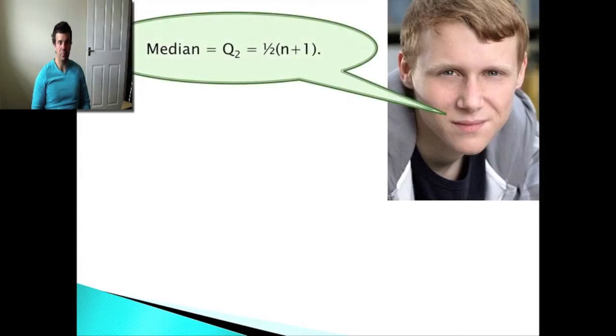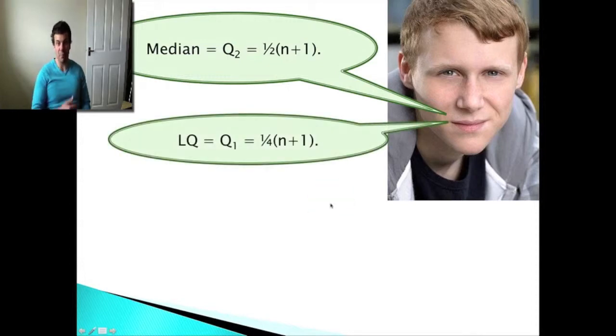The median equals Q2, which is equal to a half times n plus 1. So n is the number of values that you have. To work out the median value, you just simply count the number of values, add 1 to it and half it. The lower quartile equals Q1, which equals a quarter times n plus 1.